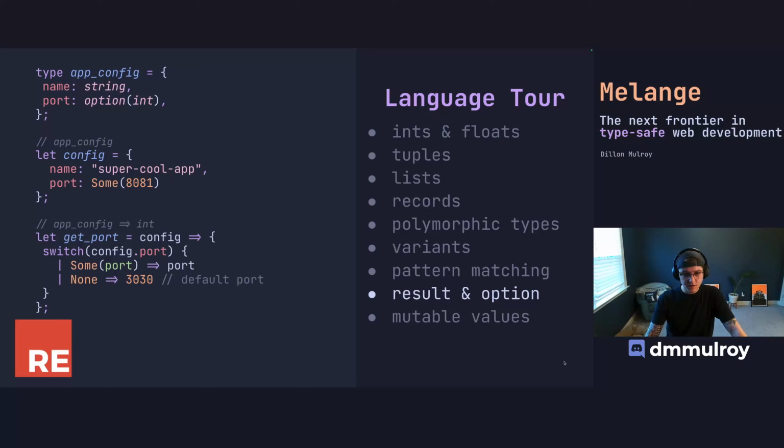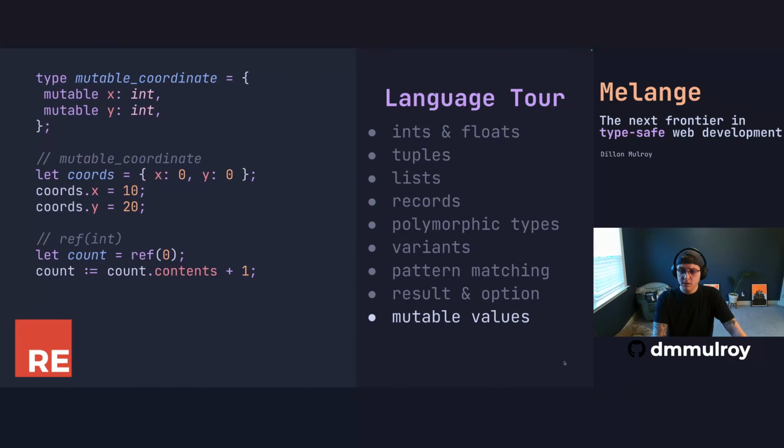And you can also see here that ReasonML is correctly inferring our config type to be that of app config. Then we have a function called getPort that's going to take our app config and return the port out as an integer. So we just switch on config.port. If we have the Some variant, we can just return the port out, or maybe if we didn't choose to supply the port number in our configuration and we have a None value, we just return some default port being 3030.